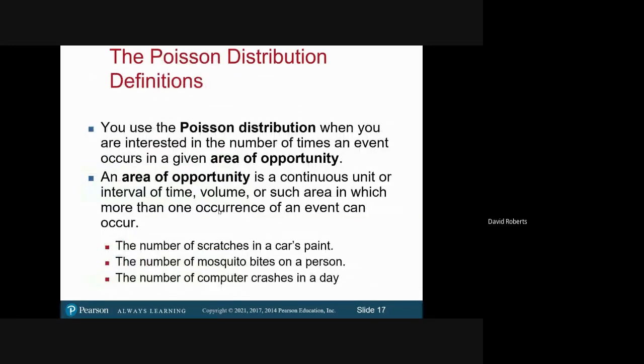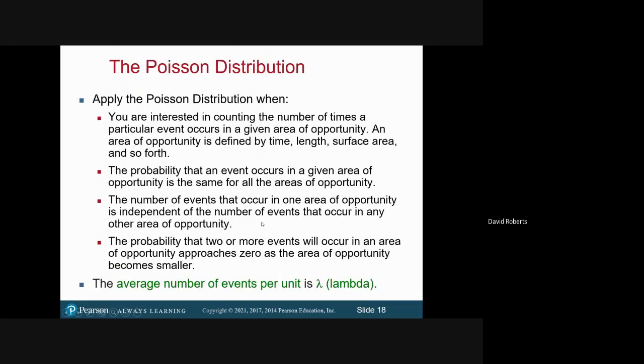Poisson is a continuous distribution, or has aspects of that. So it also is good at measuring things like the number of scratches in a car's paint, mosquito bites, number of computer crashes in a day, number of hurricanes, number of snowstorms. It's identified by the Greek symbol lambda.